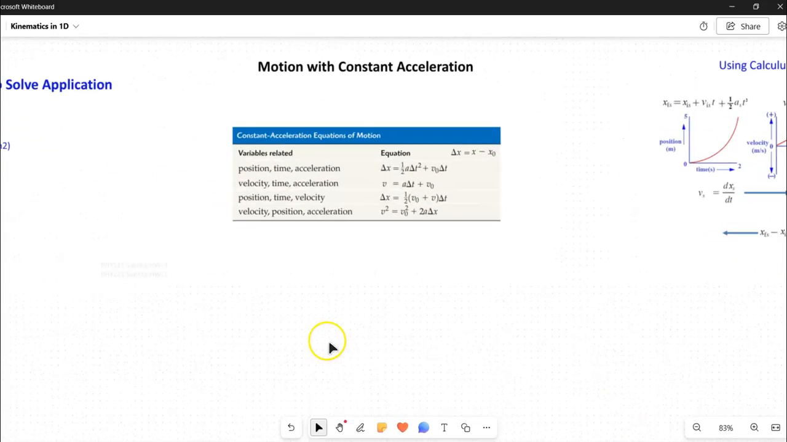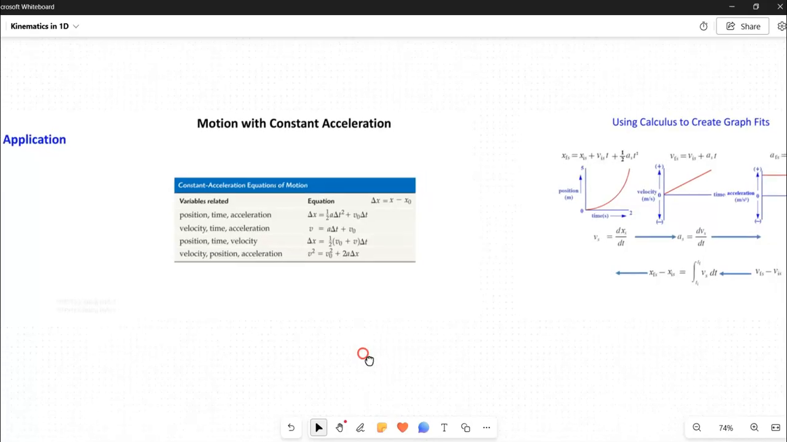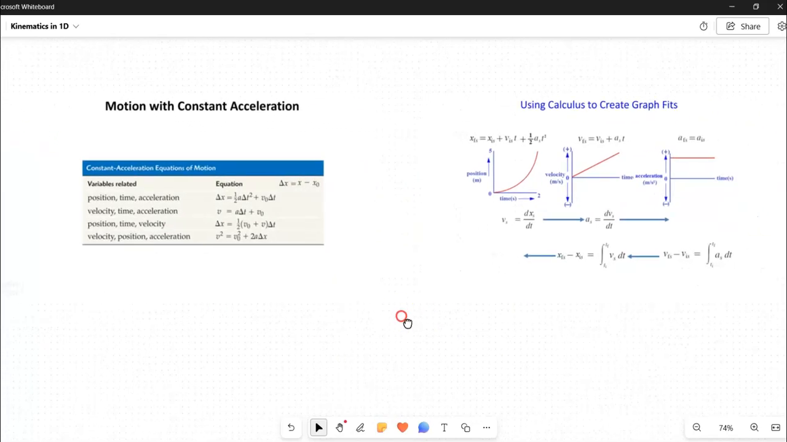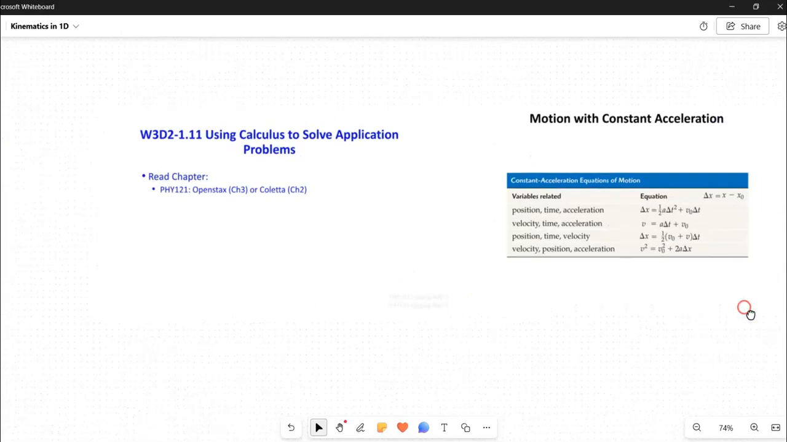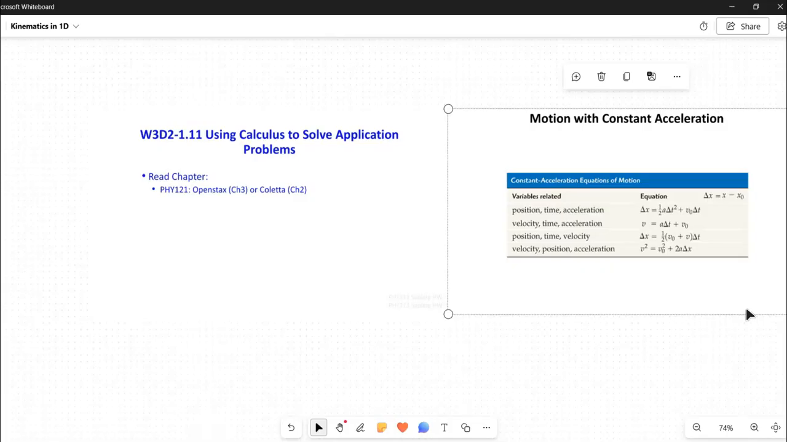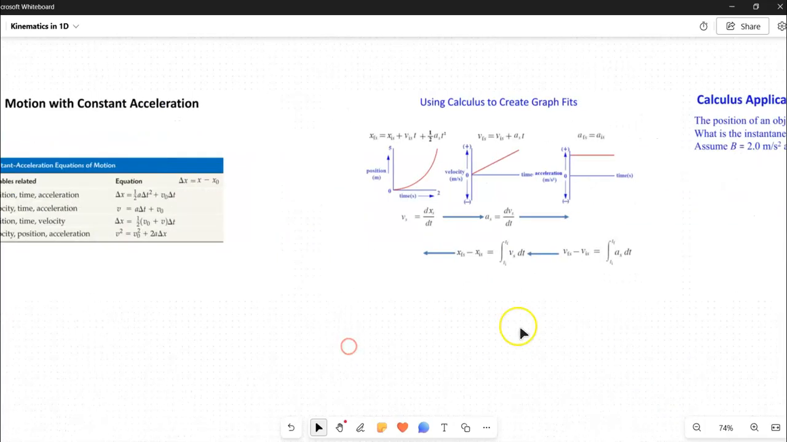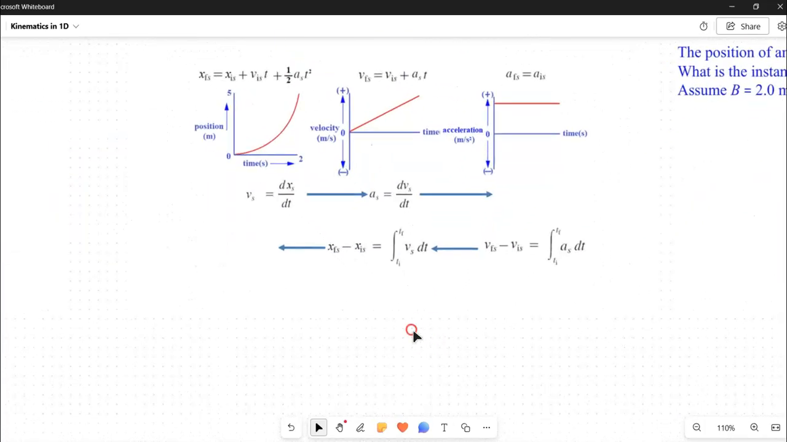Now, here are the motion equations. For these problems, we're not really going to need to know them too much, but this is all about how to use calculus to solve equations if you don't know anything else about them, okay? All right.